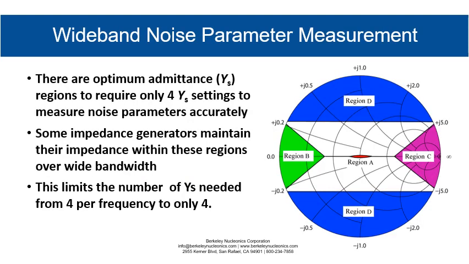It turns out that there are four optimal regions for locating source admittances. The Smith chart shows these regions A, B, C, and D. By locating four admittances so that one is located within each of the four regions, linear algebra tells us that the noise parameters can be solved. If we can also make these admittances remain within the four regions over the required frequency range, then we can reduce the number of measurements to just four.